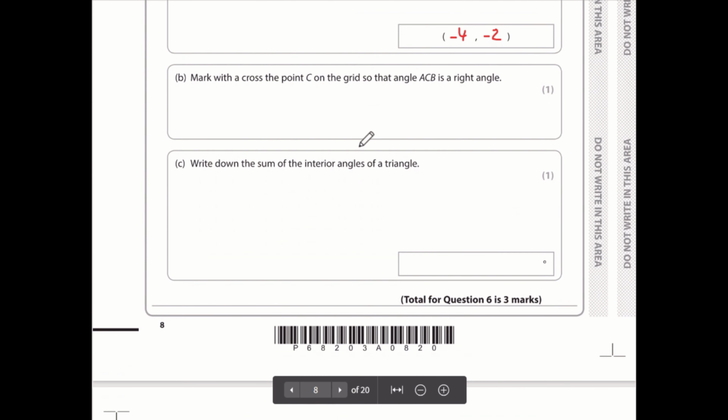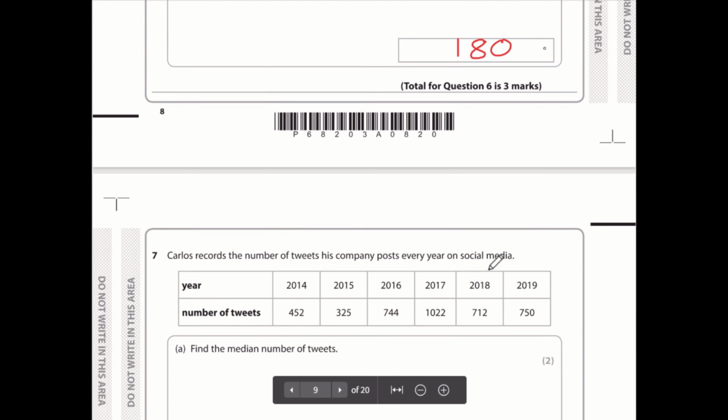Write down the sum of the interior angles of a triangle. Well, there's nothing that I can do to really explain this. Hopefully this is just something that you know automatically. The angles in a triangle always add up to 180 degrees.